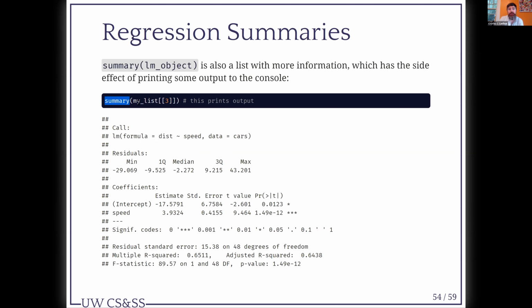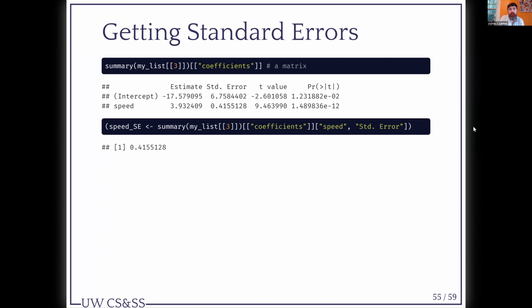And I got this by saying summary my list 3 here, right? The thing is, which you probably don't realize if you've only casually used this before, is that this summary itself is actually a list object. It has a weird print routine that looks nice in your console, but it actually generates an object that looks different from what gets printed in your console.